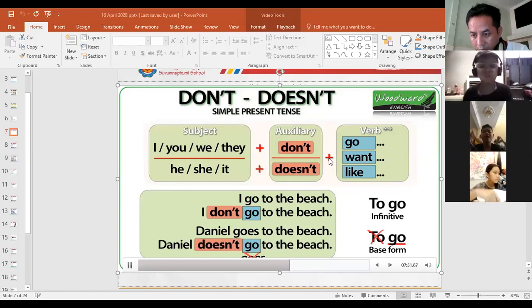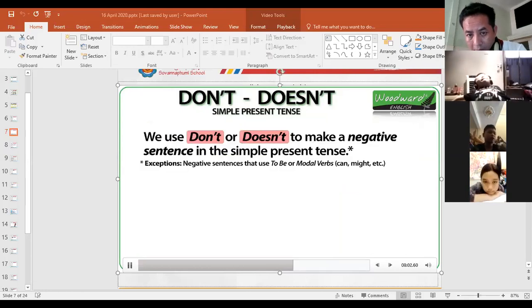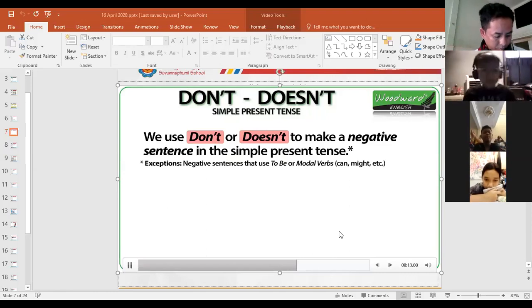So, let's have a quick look at what we have seen. We use don't and doesn't to make negative sentences in the present tense, except with the verb to be and modal verbs such as can, might, should, etc. And these we will see in another lesson.